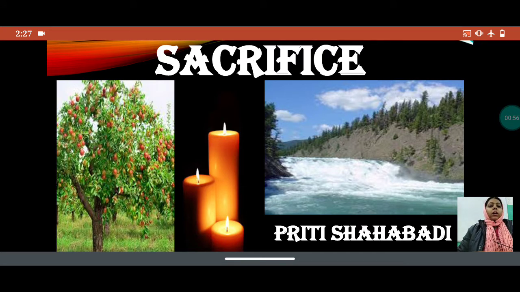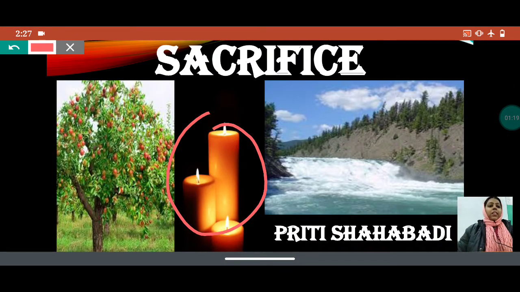Students, it is a very good practice so that others can be benefited, and it needs a lot of courage to sacrifice our valuable things, like a candle. In the picture over here you can see a candle which is lighting. It sacrifices itself drop by drop so that it can give us light. If a candle refuses to sacrifice itself, from where will we get light? We cannot get light, we are not able to see. So a candle sacrifices itself to give us light.